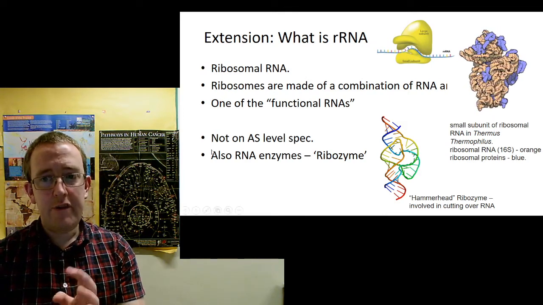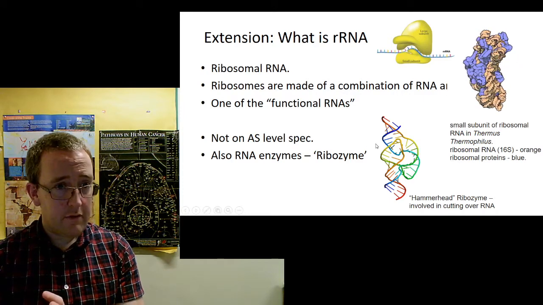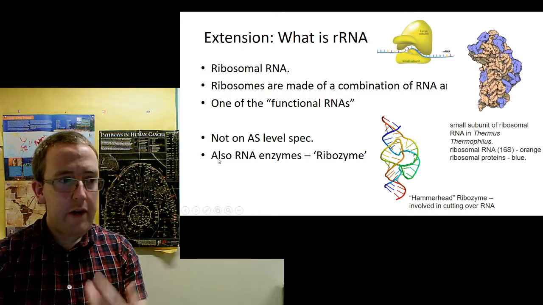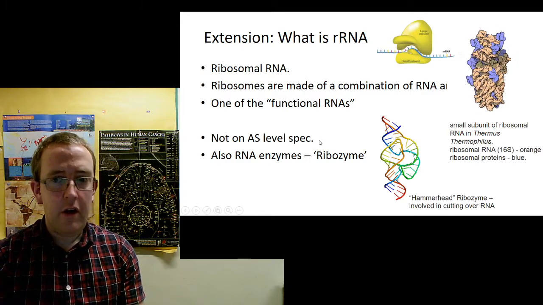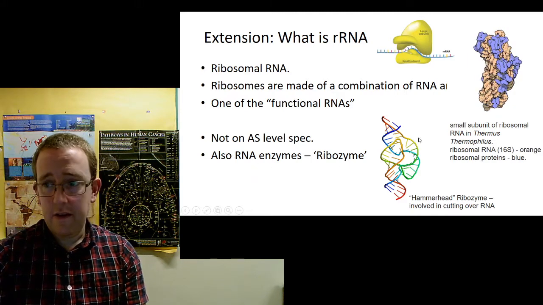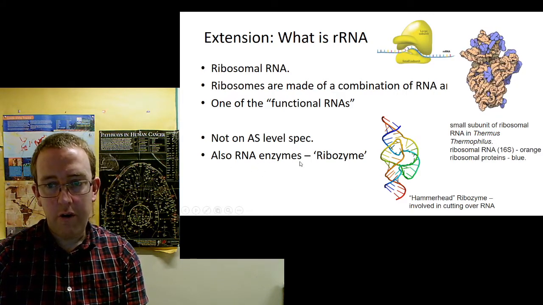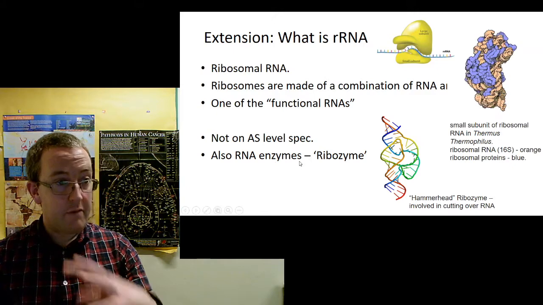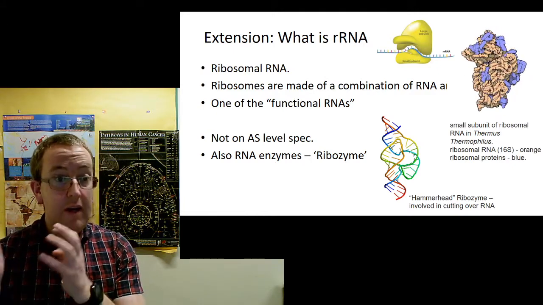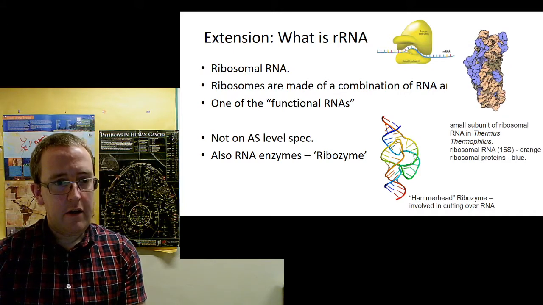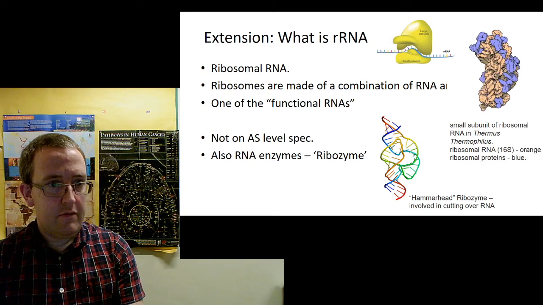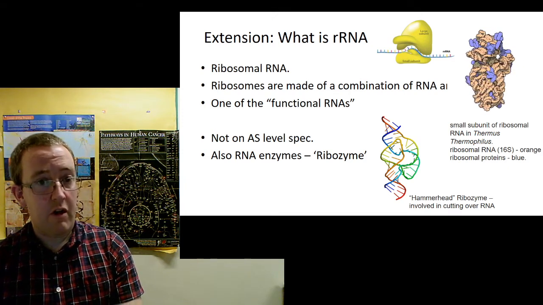Okay? Now that obviously is not on the AS level spec, but it is the reality, it exists. And also, the more we look, the more we seem to find in nature RNAs that actually do stuff. So this thing here is actually part of an RNA enzyme. An enzyme made with an active site and tertiary structure, but not made of protein, but made directly from the RNA. Okay? And they've been named ribozymes, so these RNA enzymes.